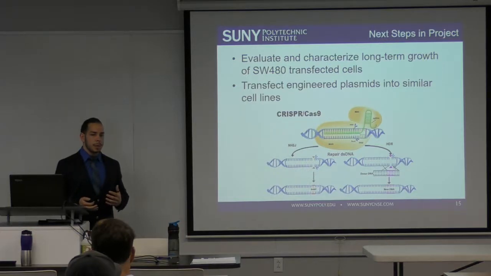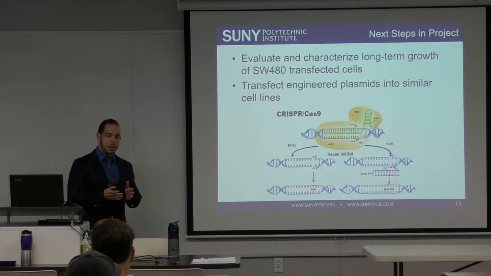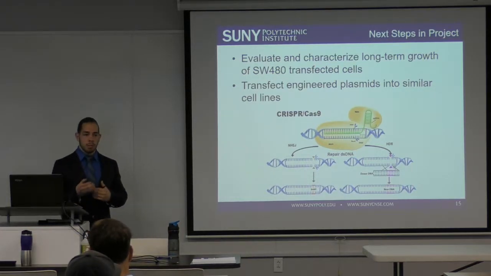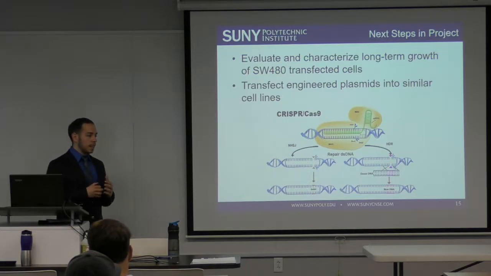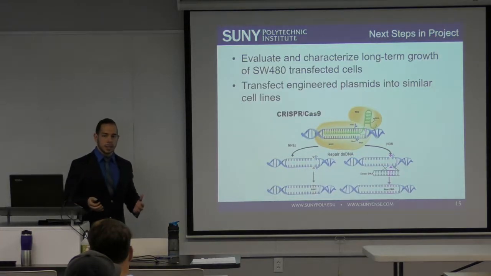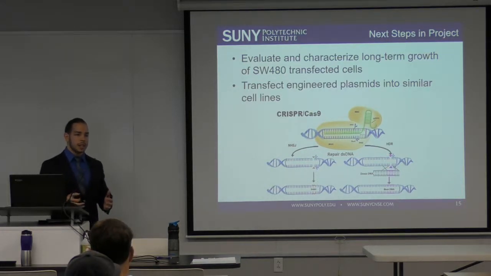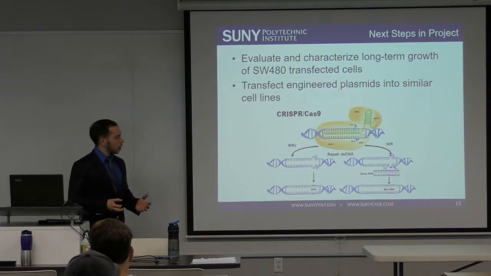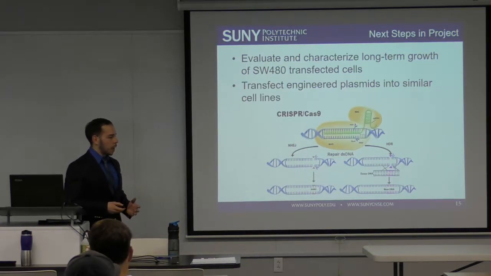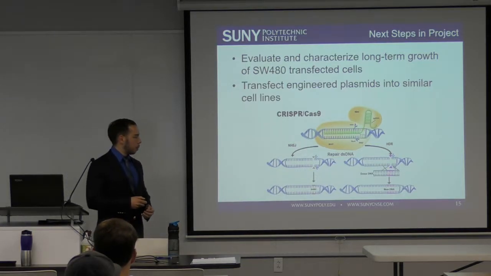We're looking to examine what happens when you take a stage 1 colorectal cancer cell line and then you remove a tumor suppressor gene. Does it rapidly degenerate into the SW620 level, or what's the growth pattern like? That's what we're looking to evaluate in this experiment. And in the future, possibly transfect our plasmid into similar cell lines, other cancer cell lines, to evaluate what happens when you remove a tumor suppressor gene from those lines.